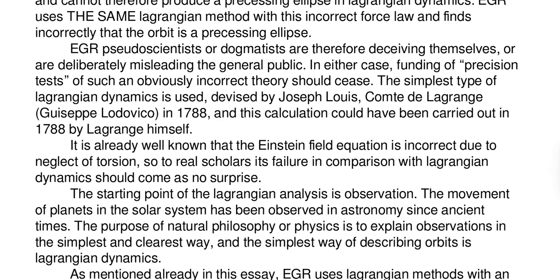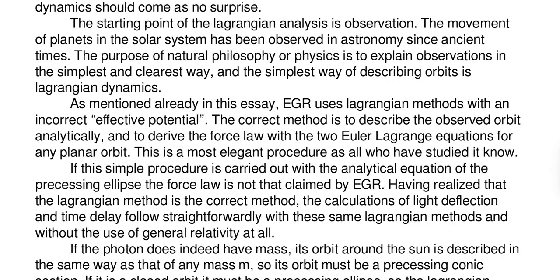The starting point of the Lagrangian analysis is observation. The movement of planets in the solar system has been observed in astronomy since ancient times. The purpose of natural philosophy, or physics, is to explain observations in the simplest and clearest way, and the simplest way of describing orbits is Lagrangian dynamics.